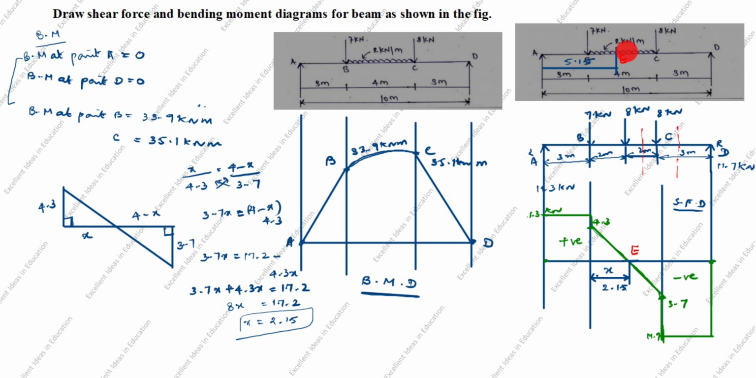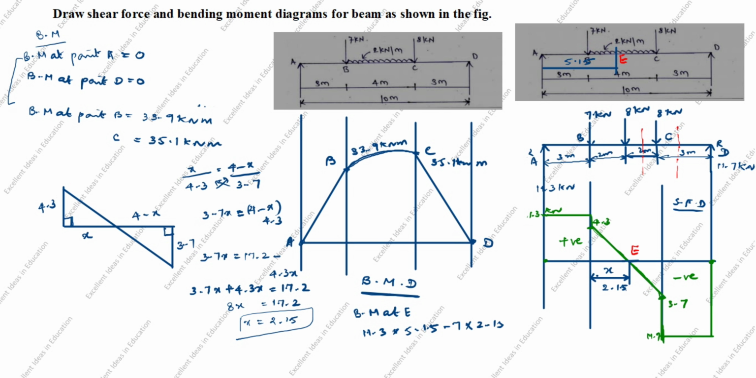Now we will calculate bending moment at E. You see the arrow goes up from here to here. You see clockwise is positive. Positive 11.3 into perpendicular distance is 5.15. Next you see this point load from here to here. It goes anti-clockwise. Anti-clockwise is negative. Minus 7 into, what is this distance from here to here? You see 2.15 into 2.15.